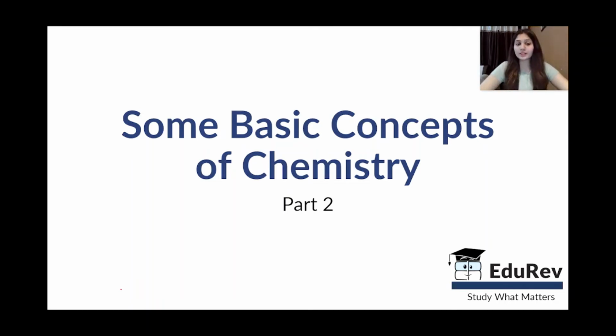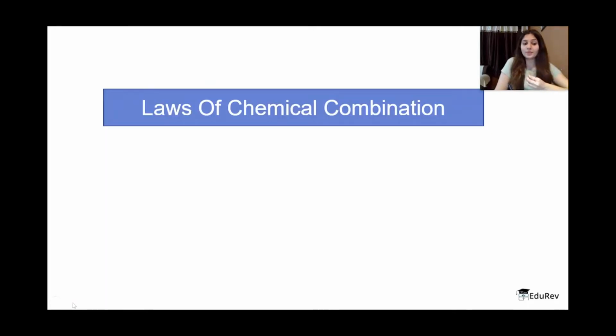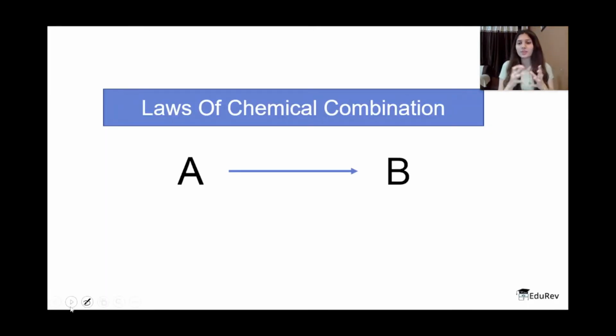Hi everyone, in this video I'm going to be talking about laws of chemical combination. So let's begin. Whenever we have any reaction in chemistry, a very basic reaction is written A converts to B, where A of course is my reactant and B of course is a product.